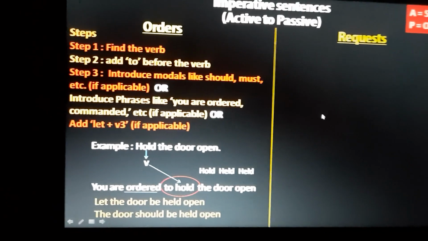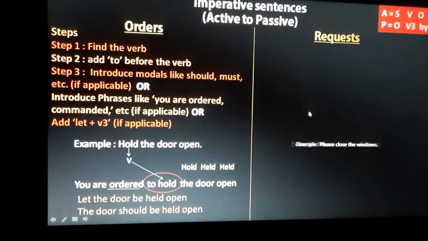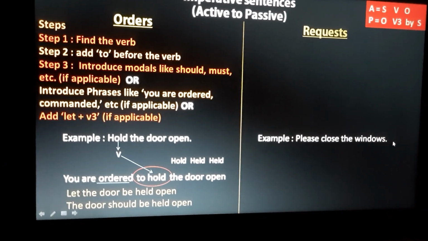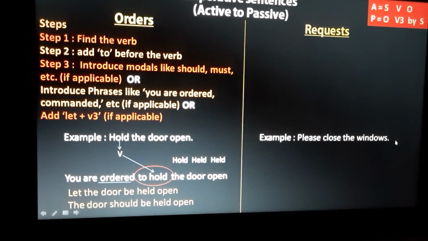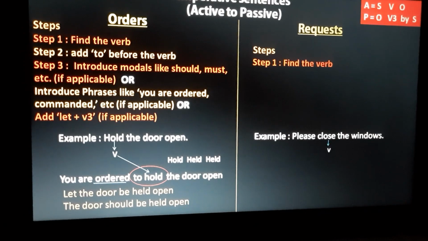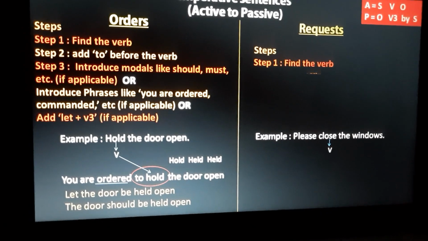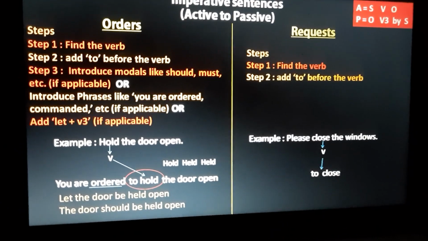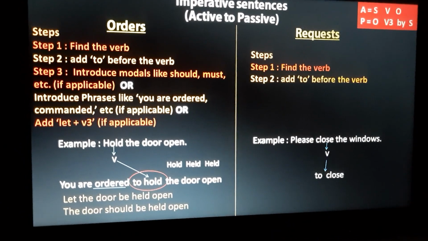Now let us move on towards requests. Let us look at this example. Please close the windows. Let us convert it into passive step by step. The first step is to find the verb. So in this sentence, close is the verb. The second step is to add to before the verb. So let us add to. So it becomes to close.